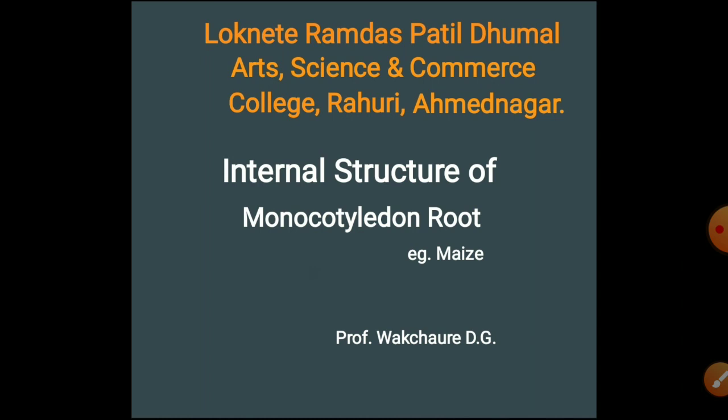Whereas here in the monocotyledon root, the total number of radial vascular bundles is numerous. They are always 8, 11, 16, or at maximum they can occur up to 22 in number. Thus in the monocotyledon root, there is a polyarch type of condition. Poly means many, numerous, ranging from 8 to 22 in number in different monocots. So this is called the polyarch condition.